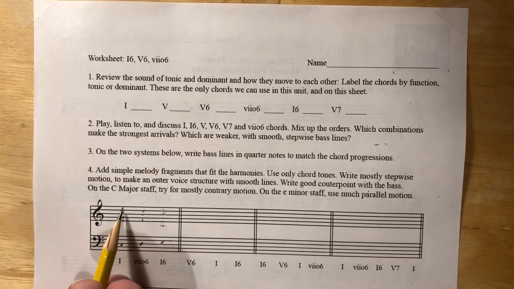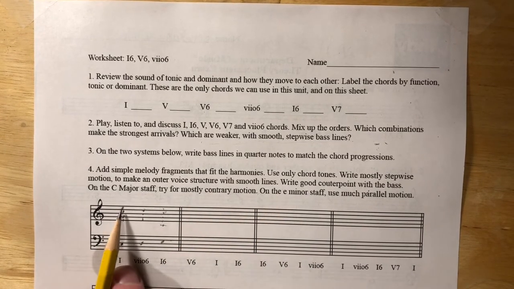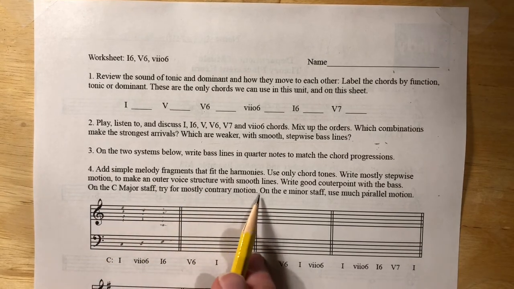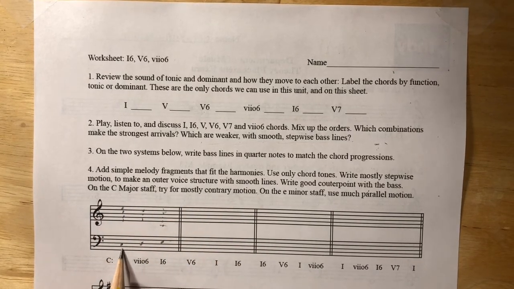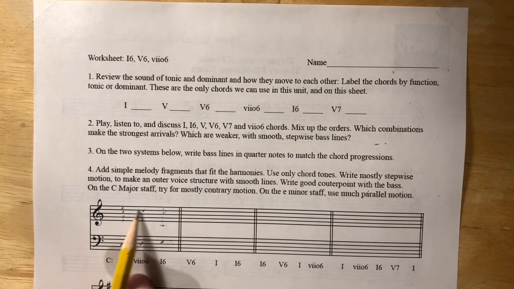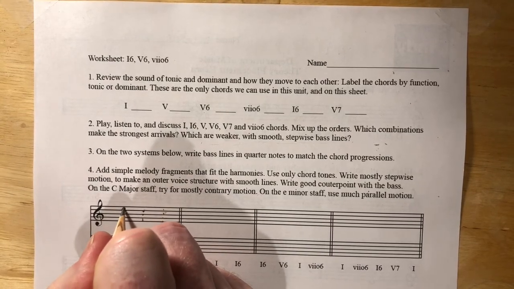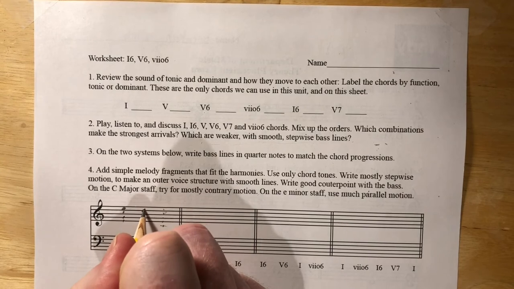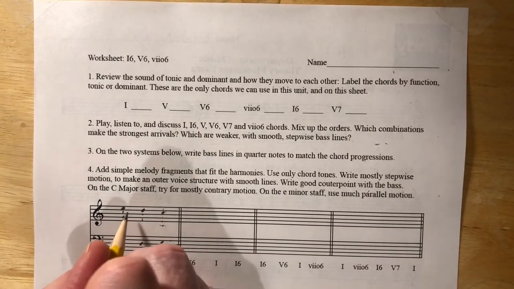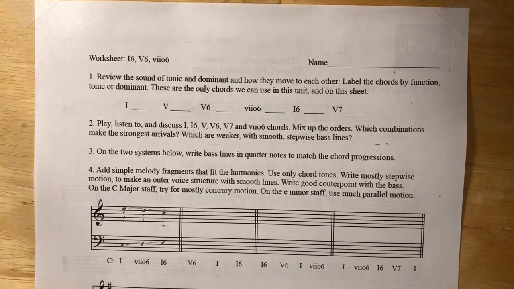Now we're going to select ones that make a stepwise line, and it tells us on the C major staff, try for mostly contrary motion. So since the bass line is going up by step, that's why I chose notes that will go down by step. And I can see here there's a nice path there. If I choose E, D, and C, I have contrary motion between the soprano and bass, and that's good. That's very good voice leading.